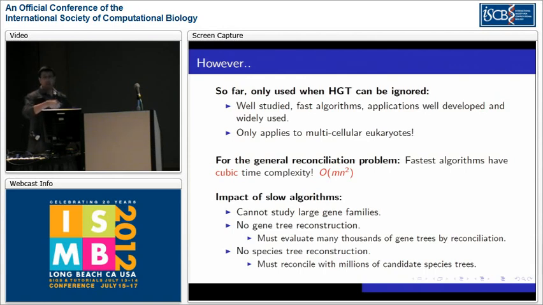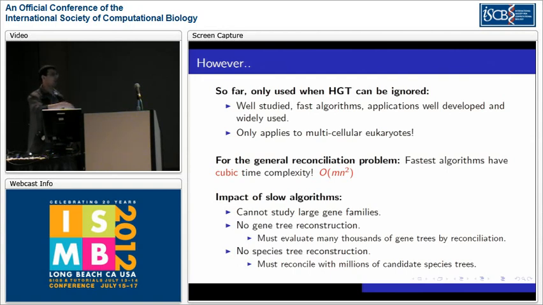But for the general reconciliation problem that we are studying here, one that includes horizontal gene transfer, the fastest algorithms have cubic time complexity. Specifically, it's order mn squared, where m is the number of taxa in the gene tree and n is the number of taxa in the species tree, which is really slow. As a result, you cannot really study large gene families. You cannot do gene tree reconstruction, because this process involves evaluating thousands and thousands of candidate gene trees against the known species tree in the reconciliation framework.